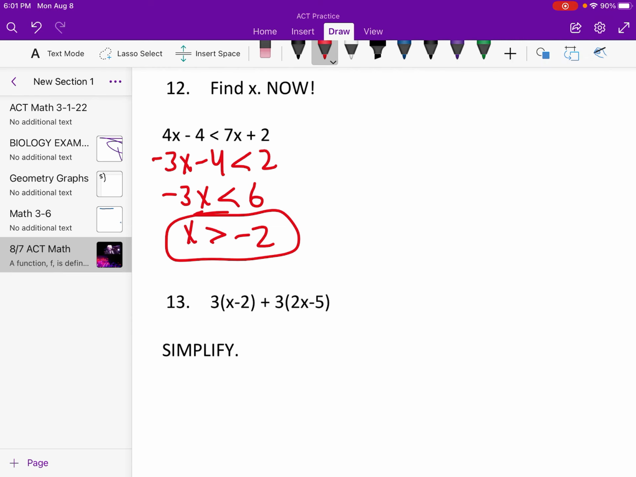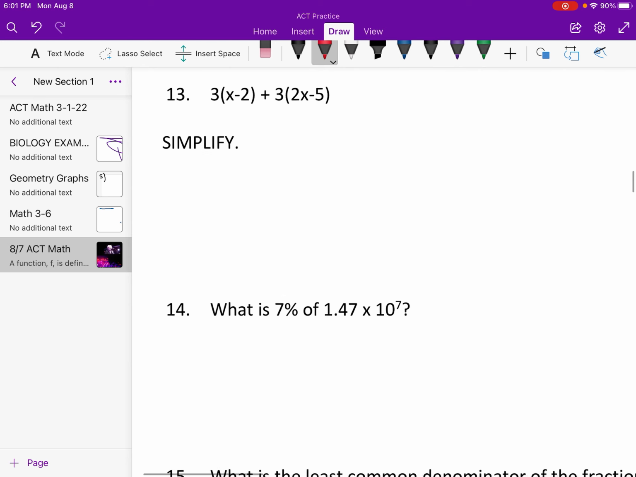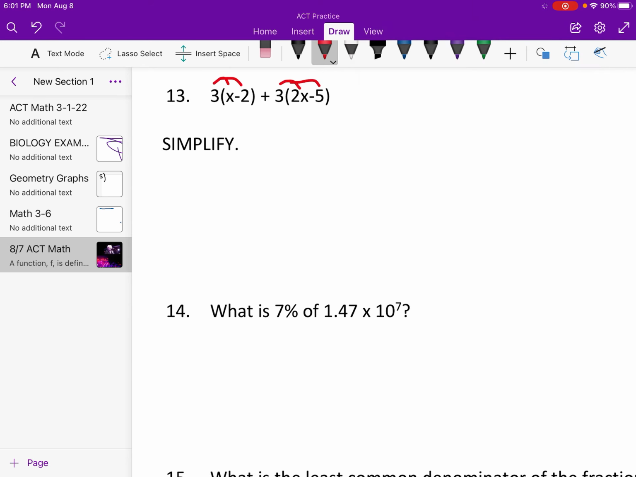Right? Now we have something that's saying simplify. Okay, fine. We just have to distribute. This is a pretty easy one. 3x minus 6 plus 6x minus 15. You add the x's, 9x. You do that, 21.